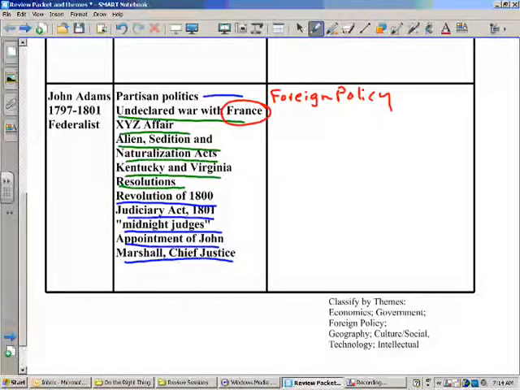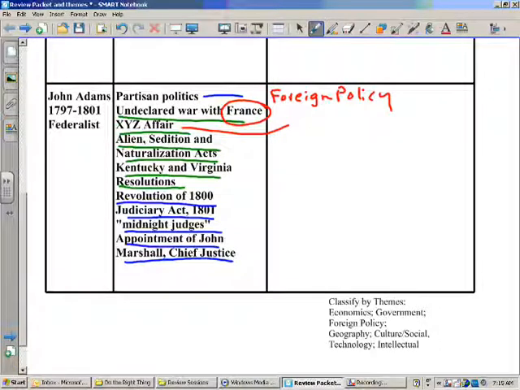Now, when they arrived, they requested an audience with the leaders of France, but they were denied. And they were told that they would have to basically pay a bribe in order to even meet with the leaders of France. And our 3 ambassadors refer to their 3 ambassadors there as X, Y, and Z. And we stated that we won't give a penny. And this angered not just our leaders, but our people.